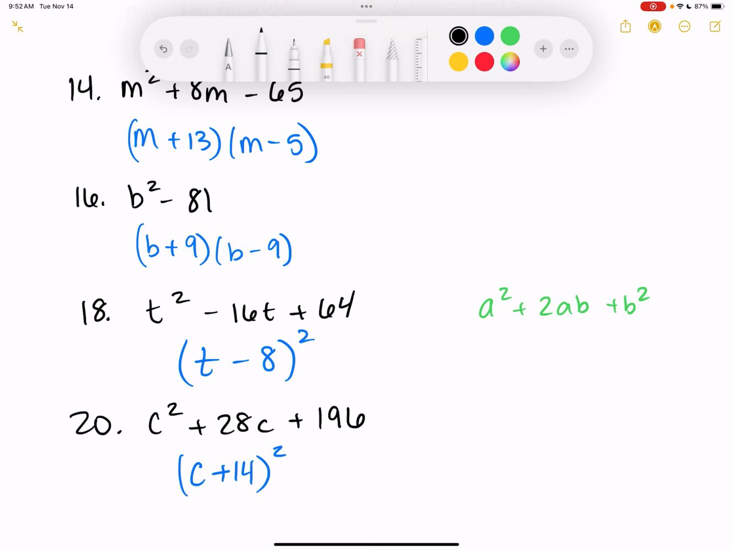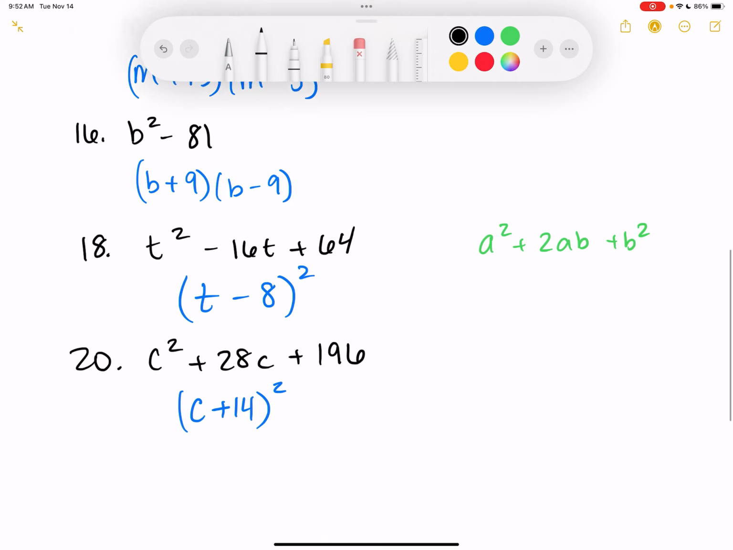All right, solve the equation. So what solve the equation means is these are now set equal to 0. So once we factor, we set each factor equal to 0 and solve for the variable. Okay, so we'll have either one or two answers depending on what type of factoring it was.